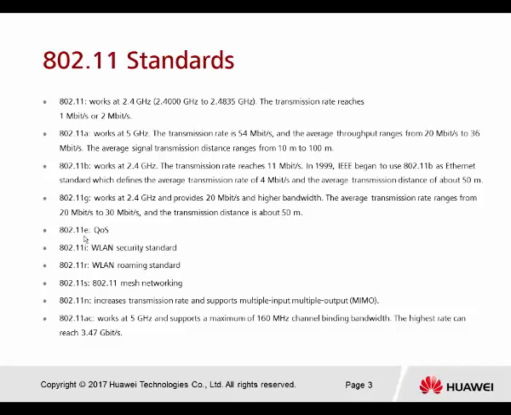Then for the next ones, there are some other features that can be supported by wireless. 802.11i is for security. R is for roaming. S is for mesh networking. N is another version that is able to support the greatest throughput, and this one supports MIMO technology, which we call multiple input, multiple output. And the last one is the AC. This one works at 5 GHz and supports a maximum of 160 MHz channel bonding bandwidth, and this is the highest rate.